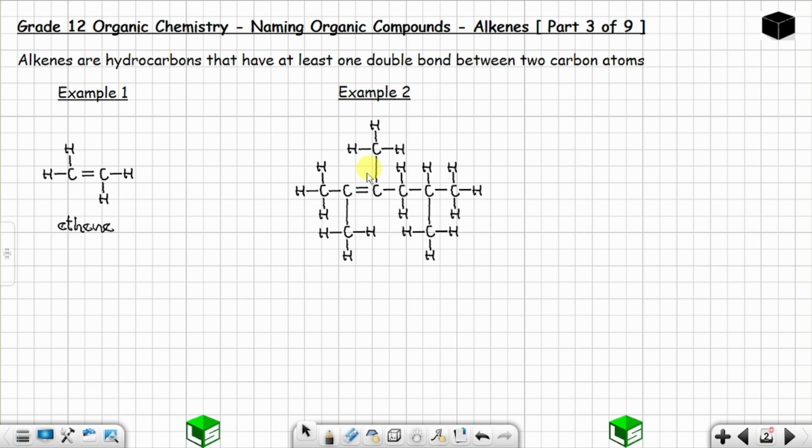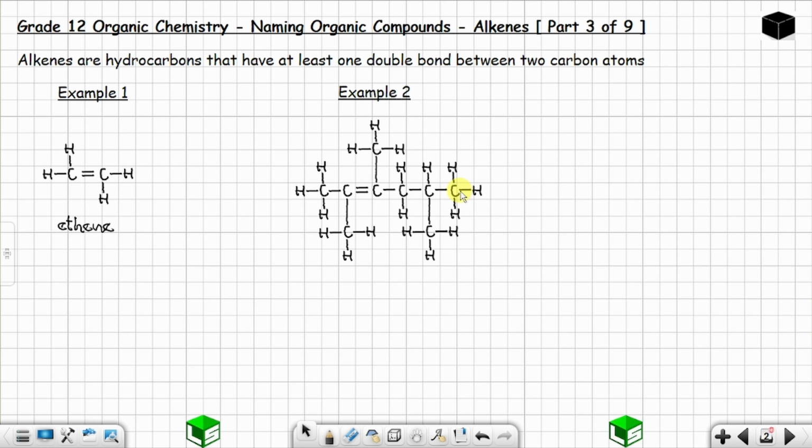The longest can be like this because you have 6 carbon atoms, not 4. 6 is more than 4. You can go like this, 6, or like this, 6. We are going to choose the straight carbon chain. After that, you are going to number your carbon atoms.